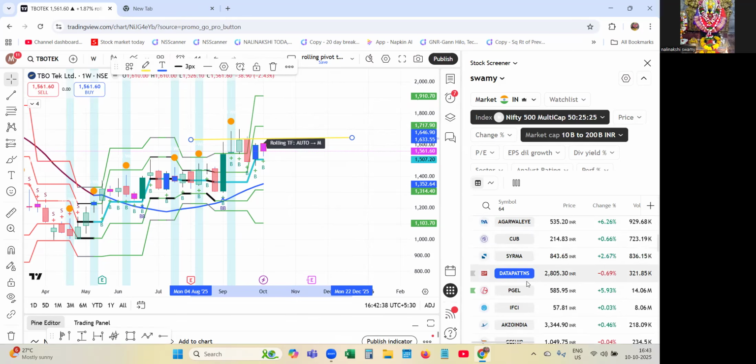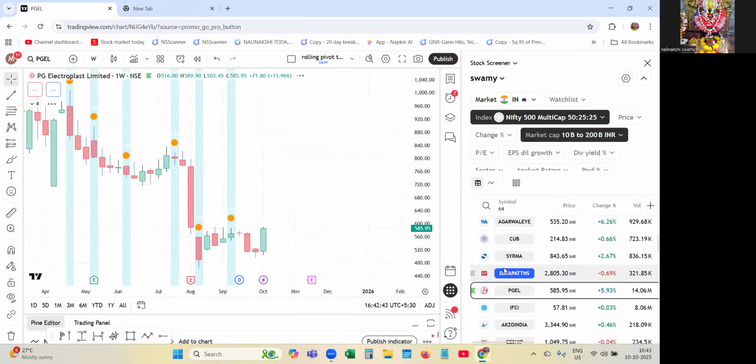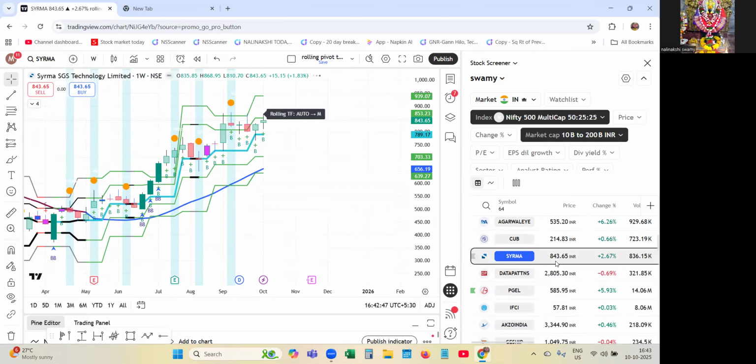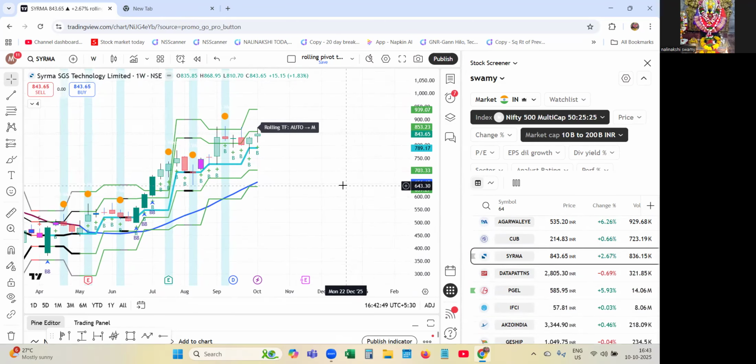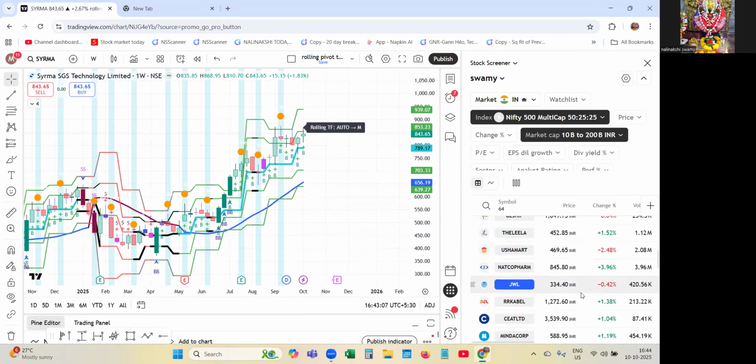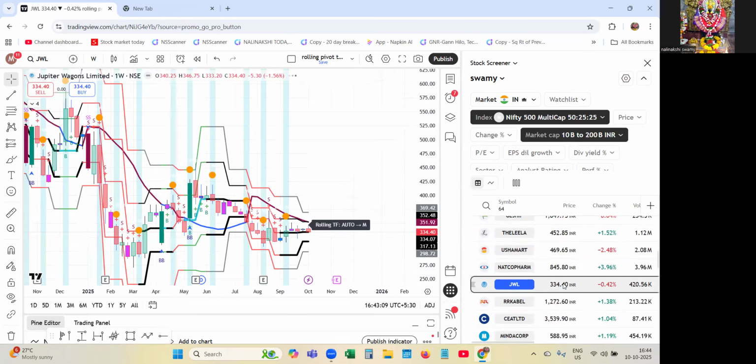So, friends, I'm not going to go on showing you PGEL. No. Sirma SGS Technology, you can consider this because it is in uptrend for so many days. Now it is trying to approach this midweek. We need to be careful. This stock, the Kajaria Ceramics was okay. You can consider that. Like that, you can quarantine.